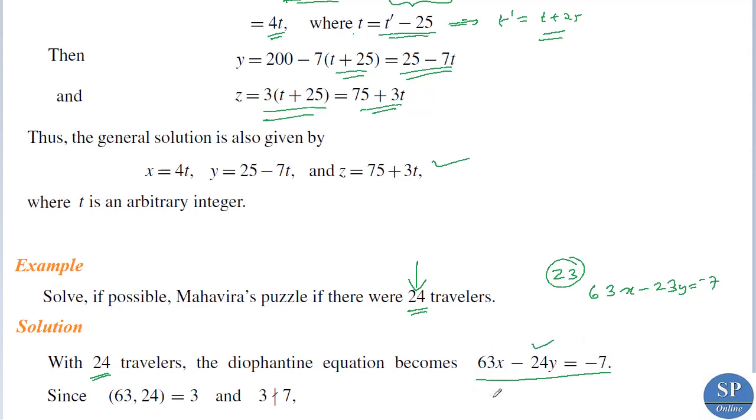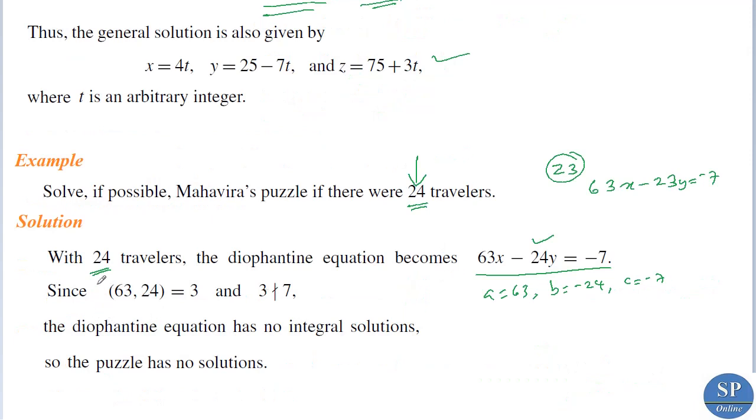So here a equal to 63, b equal to minus 24 and c equal to minus 7. The GCD of a and b, GCD of 63 and minus 24, or 24, is equal to 3, but this 3 does not divide c, that is 3 does not divide minus 7, or 7. The Diophantine equation has no integral solutions. So the puzzle has no solution.